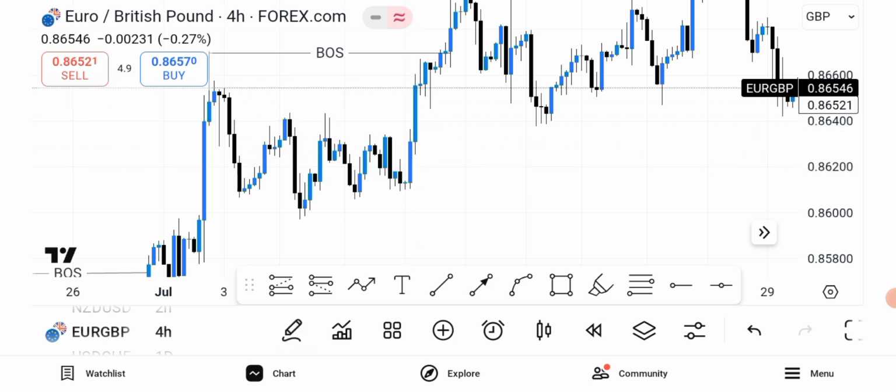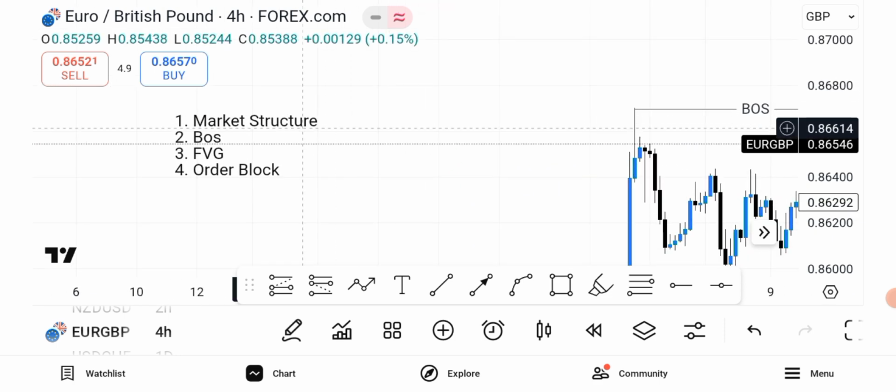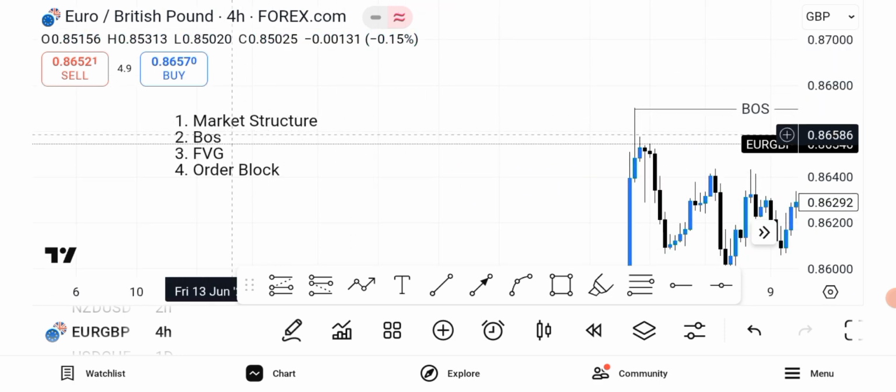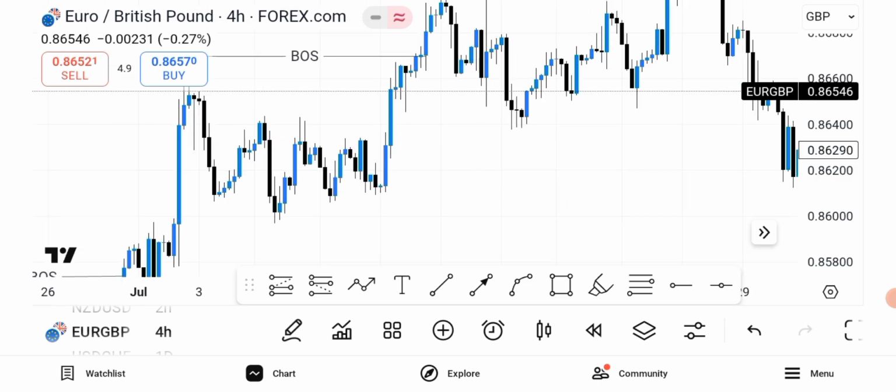I was like, okay, we have an efficiency. Number one, market structure, uptrend, check. Breakout structure to the upside, check. Fair value gap, check. An order block which we found exactly at a fair value gap, check. Now that's where I spotted my entries.